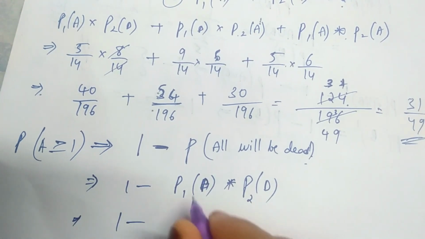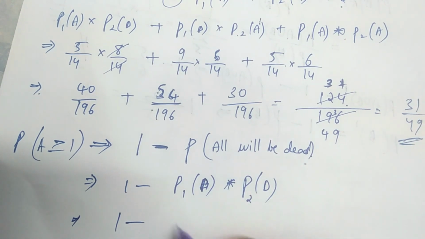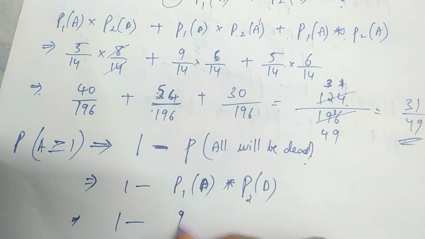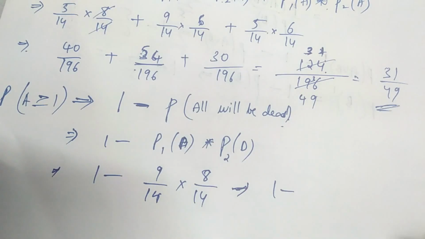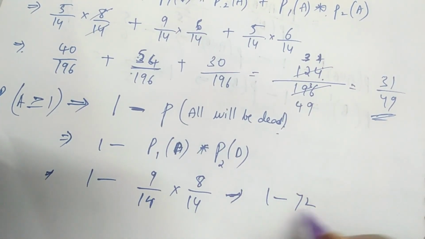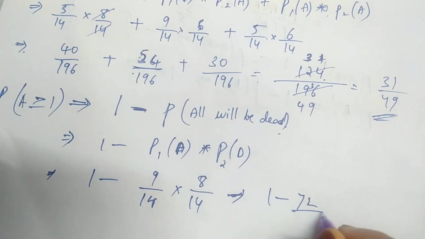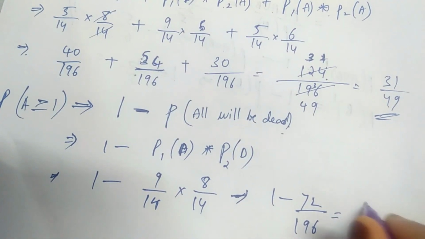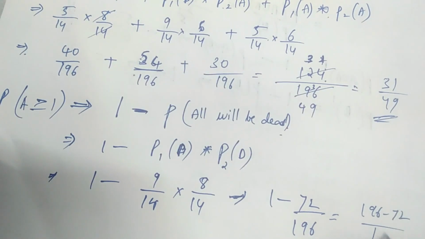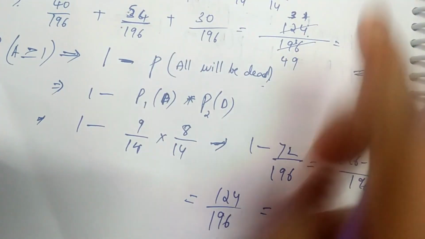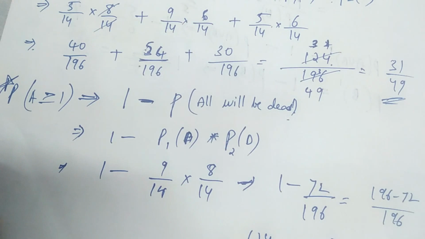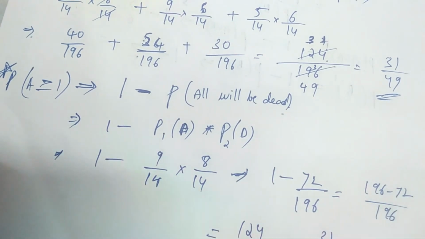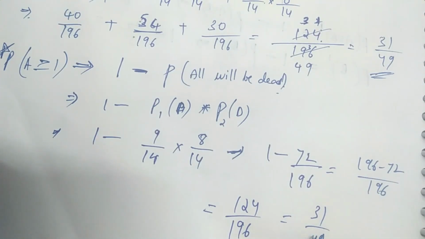We have already known that the probability of the first person being dead is 9 by 14, and the probability of the second person being dead is 8 by 14. So 1 minus 72 divided by 196. 196 minus 72 divided by 196 is 124 by 196, the same thing we are getting here. In exam it's preferable that you remember this formula. It's better that if you get the logic behind it, you will be saving a lot of time.